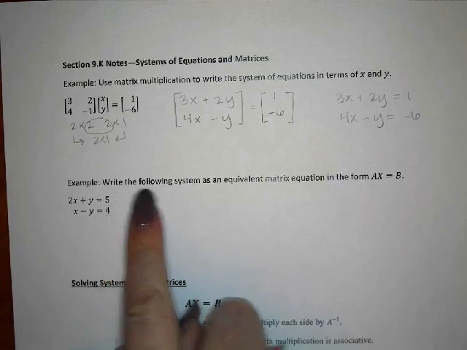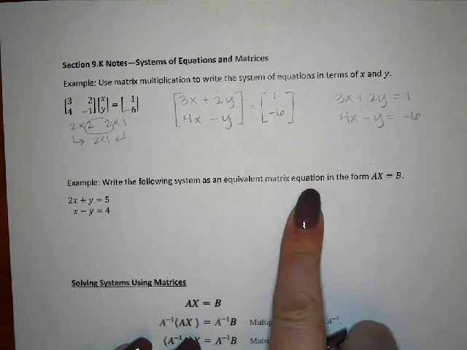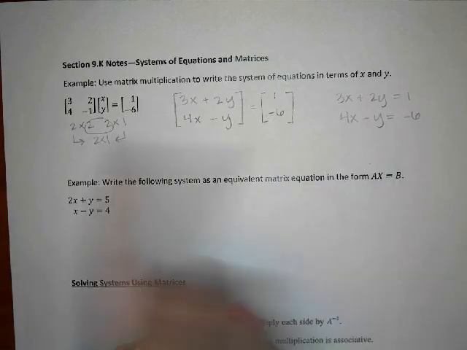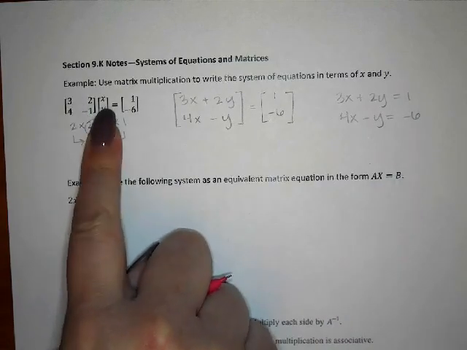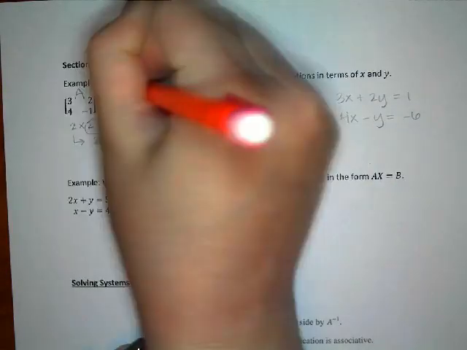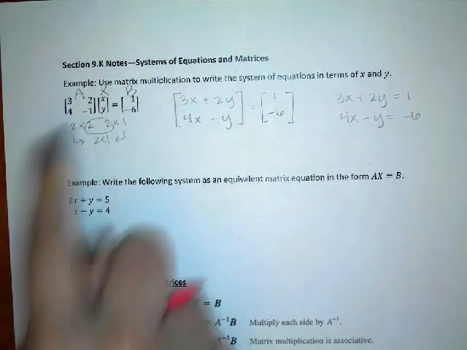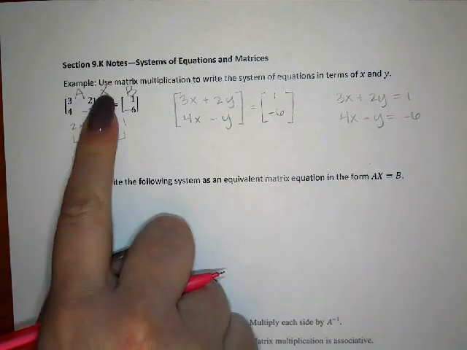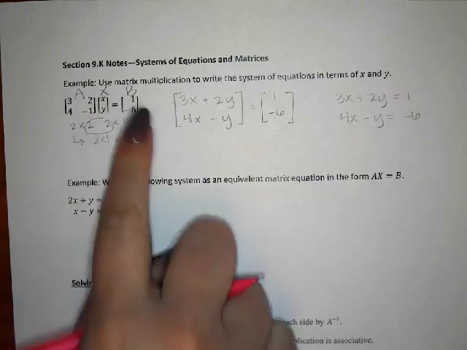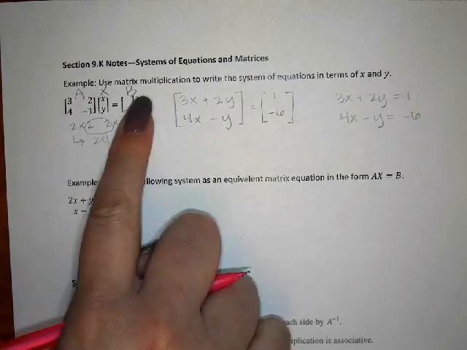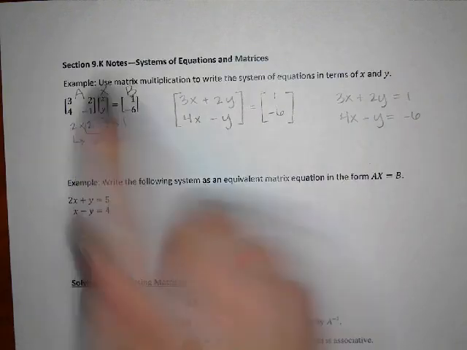They're saying here to write the following system as an equivalent matrix equation in the form A times x equals b. And so this is what they mean. This is matrix A, this is x, this is b. So they'll call A the coefficient matrix. These are all the coefficients, x the variables, and then b is the matrix with the constants. So coefficient matrix, constant matrix, and then the variable matrix.